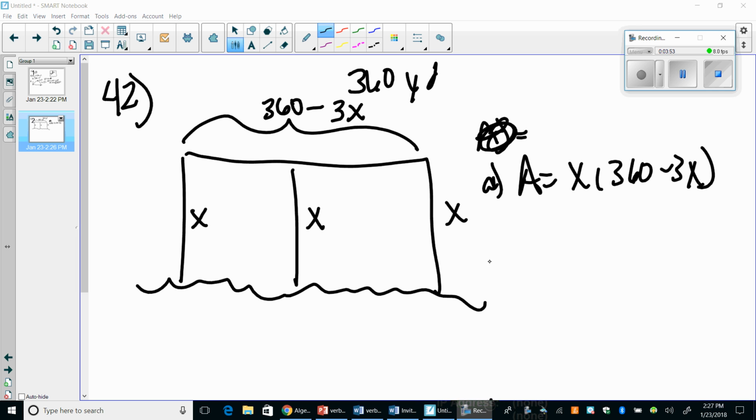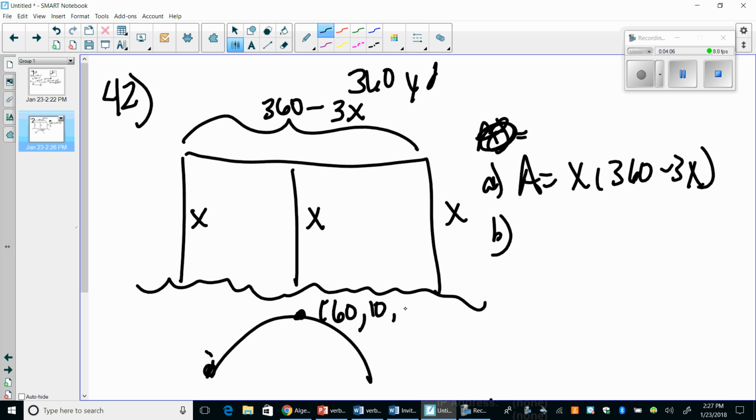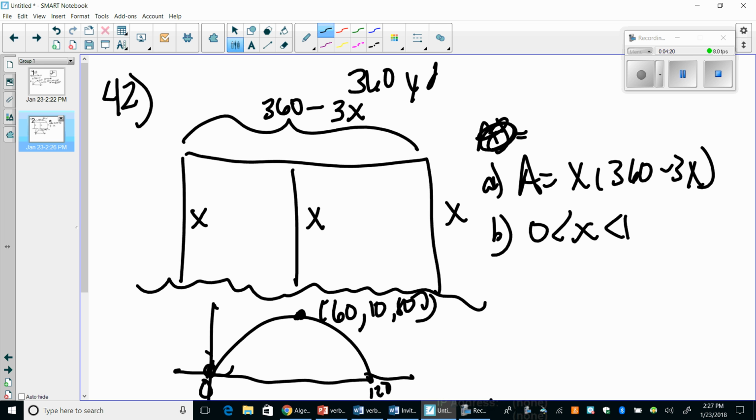Part B, they want to know the domain, and they have it drawn again in part C. They want you to use the graph in part C, and that's going to help. The graph shows that this maximum point is at (60, 10,800). If you look down here on the bottom, it goes from 0 to 120. So the domain here, in order to get a positive area, is going to be between 0 and 120 yards.